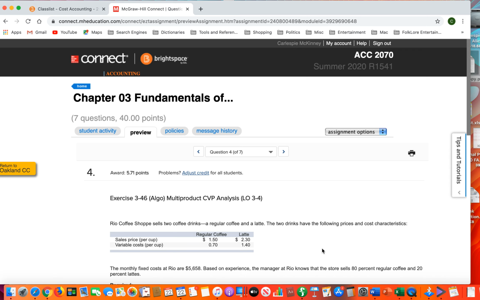Since now we know the contribution margin per unit, even though it's weighted average, we're going to take the fixed cost and divide it by the weighted average of 0.82. And that gives you 6,900 cups, which is the break-even point in total. And then you can take 80% of that for the coffee, which will be 5,520 cups of coffee, and 1,380 cups for the latte.